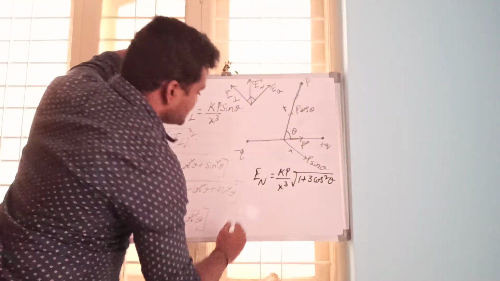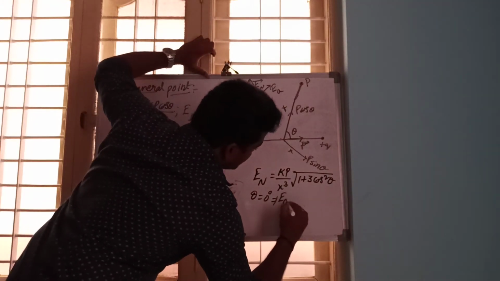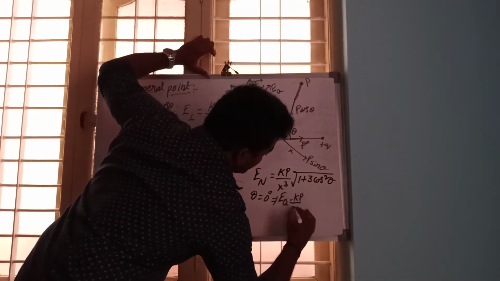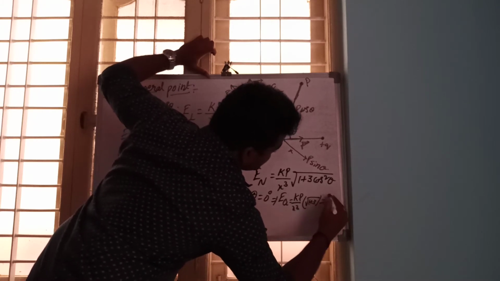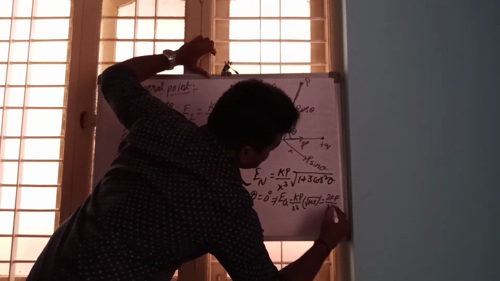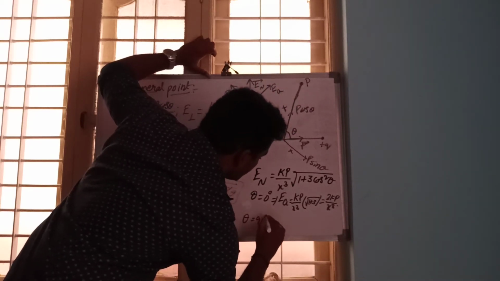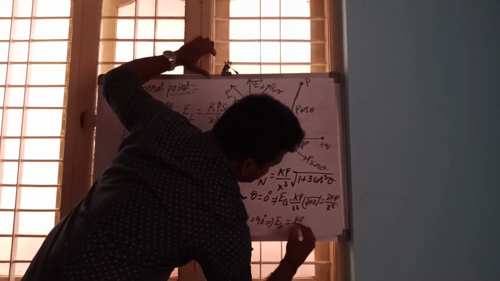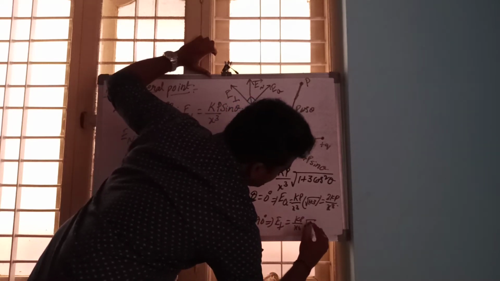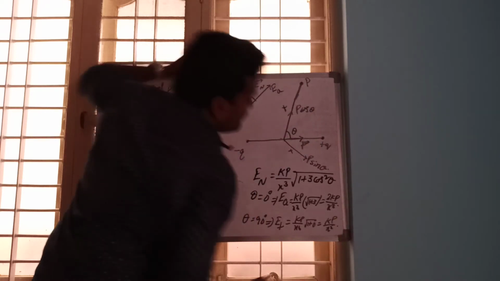If it is on the axial line, then theta will be 0, which implies E axial equals kp by x cube root over 1 plus 3, which is 2kp upon x cube. If theta equals 90 degrees, which means on the perpendicular bisector, it is kp upon x cube root over 1 plus 0, which equals kp upon x cube. Clear?